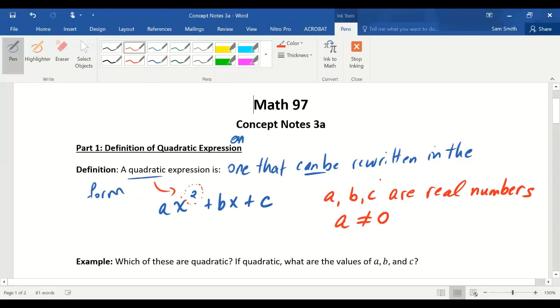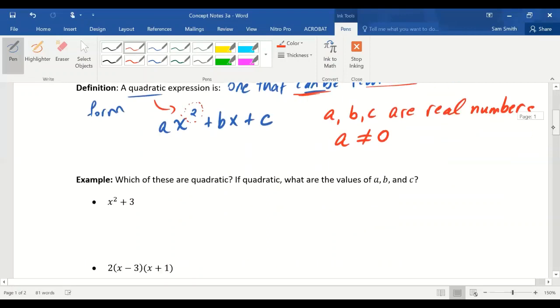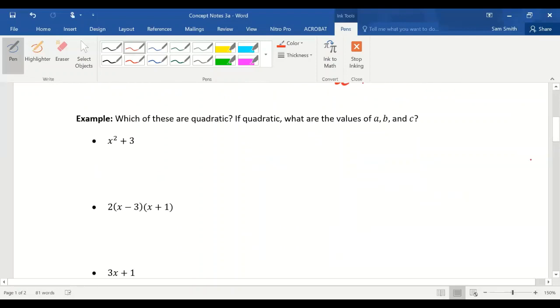Now, I say quite carefully that the expression can be rewritten in this format. It's possible that the expression doesn't come to you in that format to begin with. So let's do some practice, trying to identify some quadratic expressions versus some not quadratic expressions. Let's take, for example, x squared plus 3. What do you think? Is this expression quadratic or not?